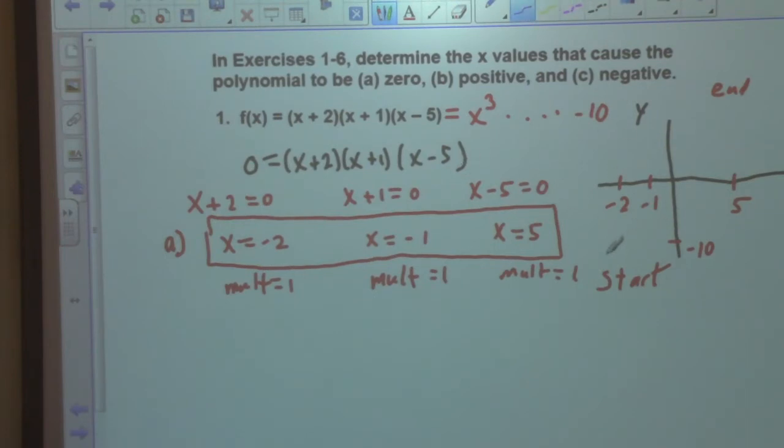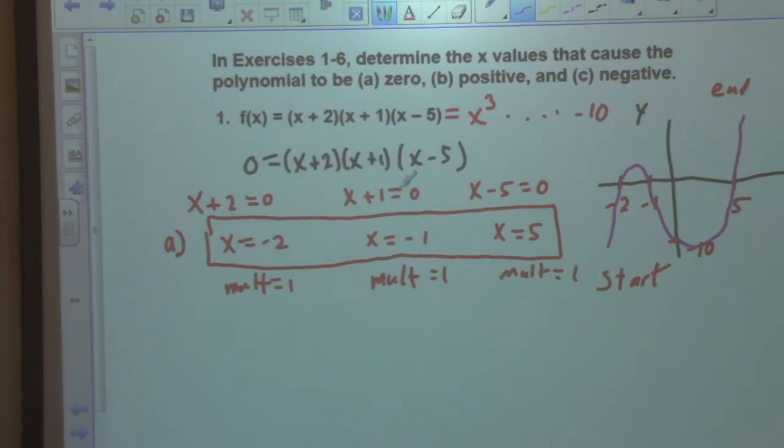So we're going to start low. Multiplicity of 1 crosses the x-axis. Comes down here, multiplicity of 1 at negative 1 crosses the x-axis. We know we come down here and we pick up negative 10, right? And multiplicity of 1 crosses or just touches the x-axis? Crosses. Okay, that's what it's going to look like. You graph that in the calculator, that's what you're going to see.